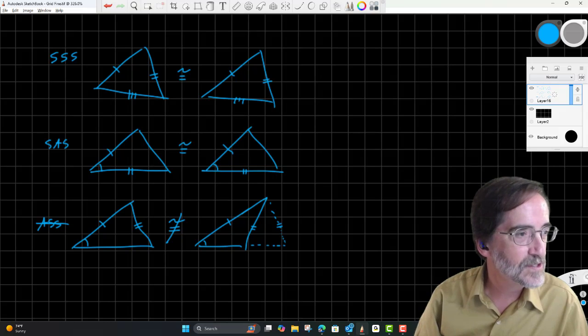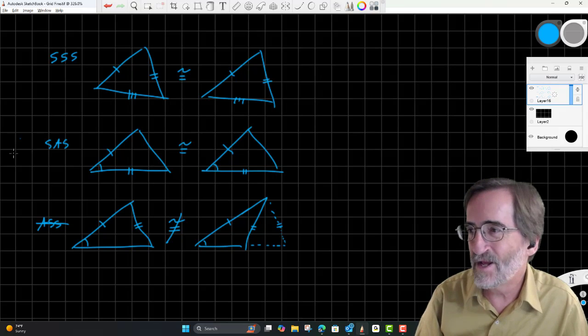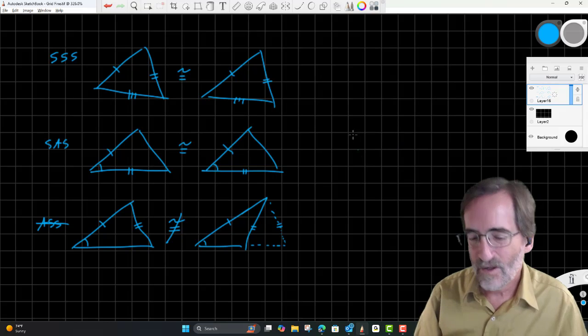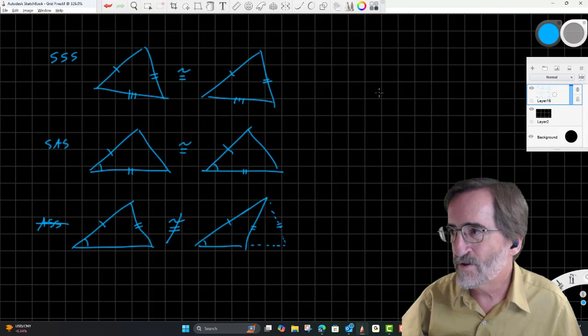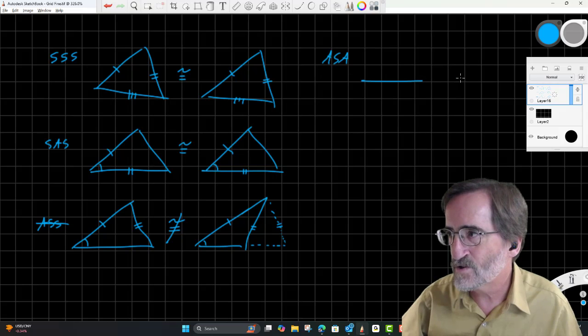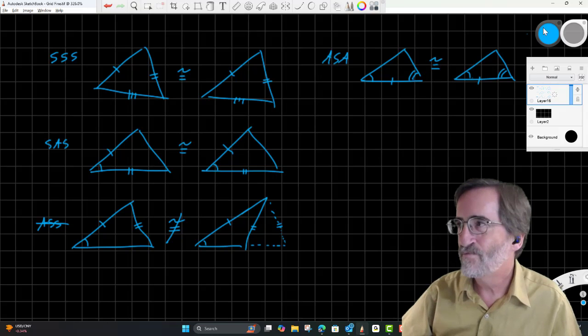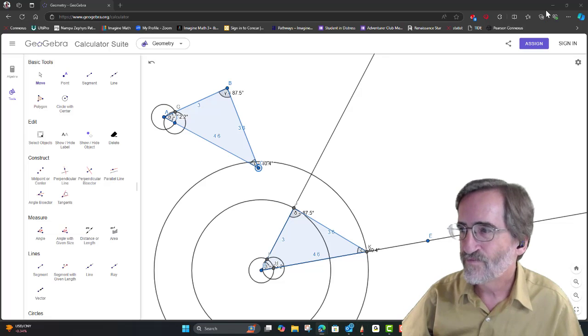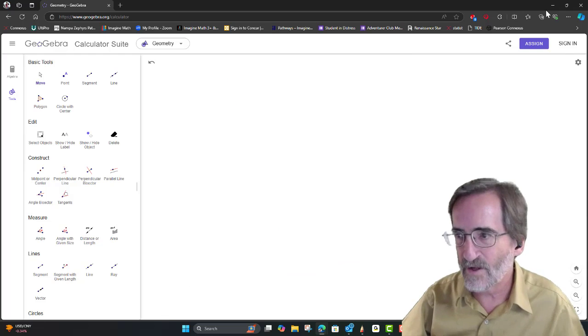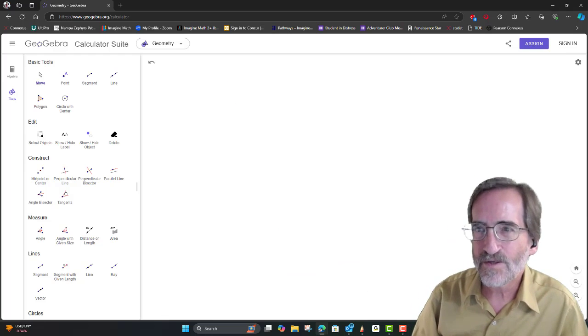All right, let's see what we can do about angle side angle today. That is, we're going to demonstrate, hopefully, that angle side angle, if two triangles share a side and the angles on either side of that side, then the triangles are congruent. Okay, so let's go back to GeoGebra here. Let me erase everything.